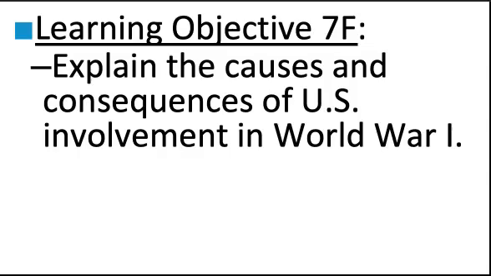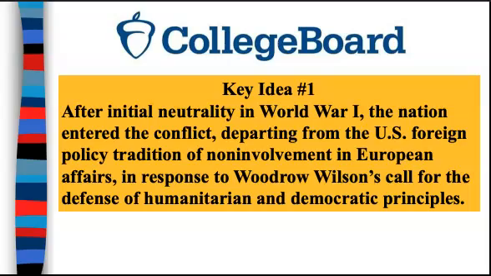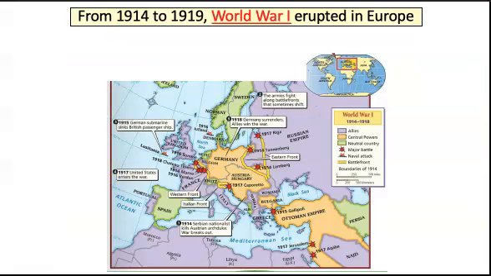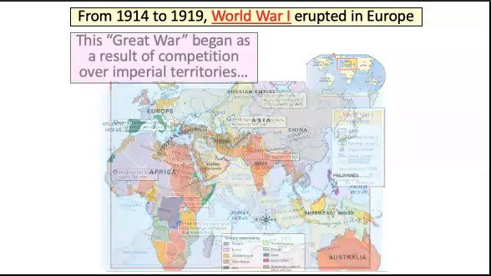Our first key idea says, after initial neutrality in World War I, the nation entered the conflict, departing from the US foreign policy tradition of non-involvement in European affairs, in response to Woodrow Wilson's call for the defense of humanitarian and democratic principles. Now, a little bit of background on World War I itself. From 1914 to 1919, World War I raged in Europe.